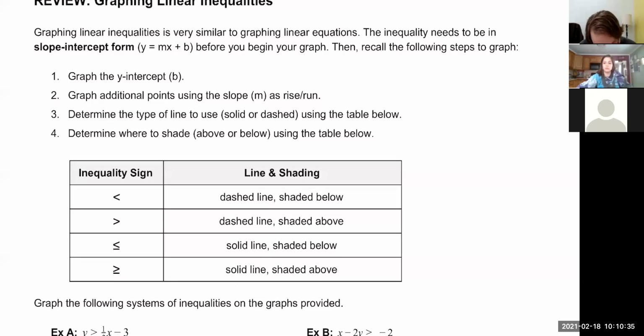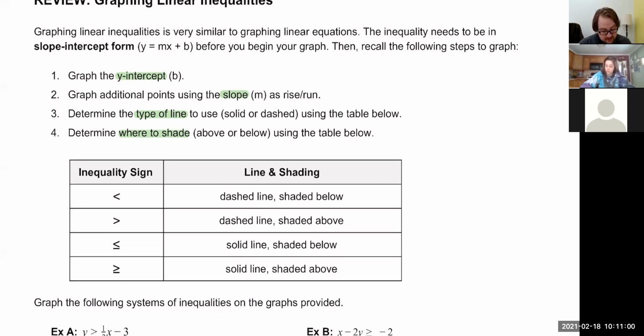So a couple things here just to pick them out. We're going to need the y-intercept. We're going to need the slope. We're going to need to know the type of line, and we're going to need to know where to shade. Come up with those 4 pieces of information. You have everything you need to graph a linear inequality.